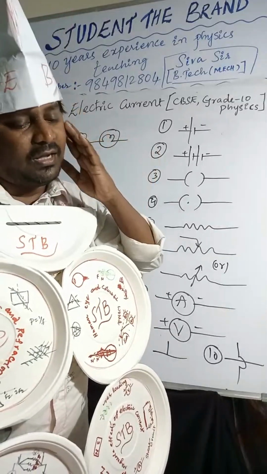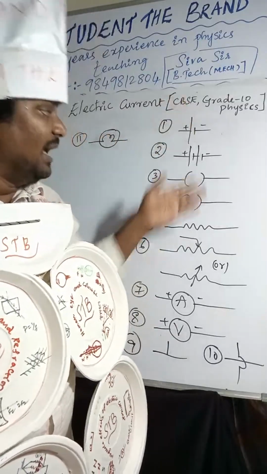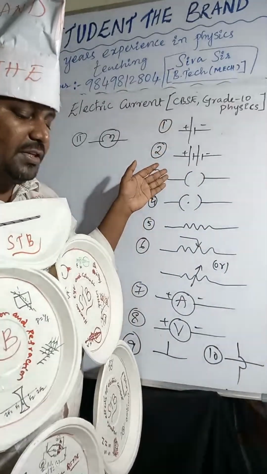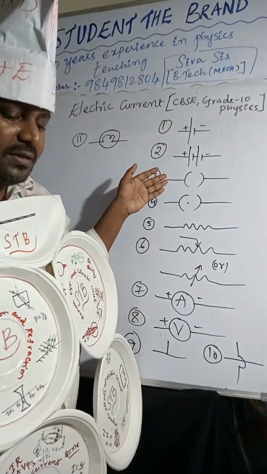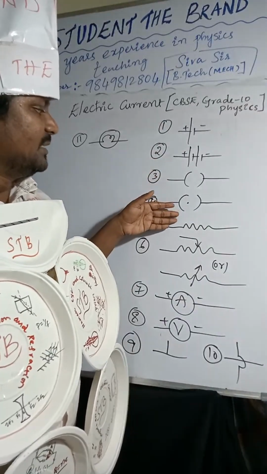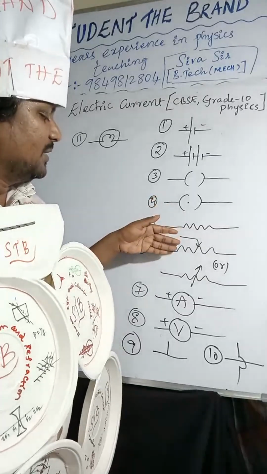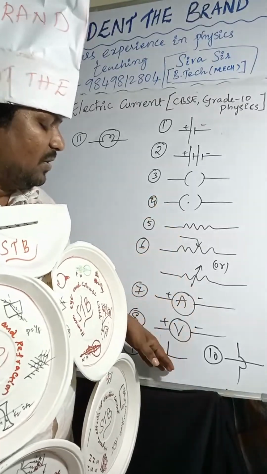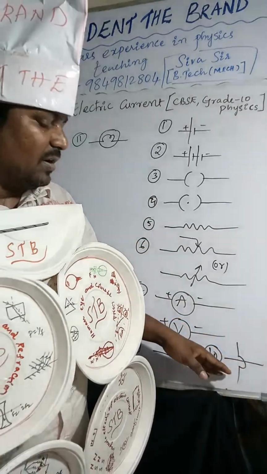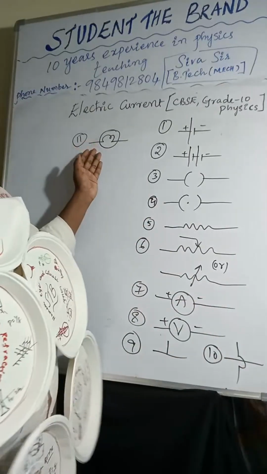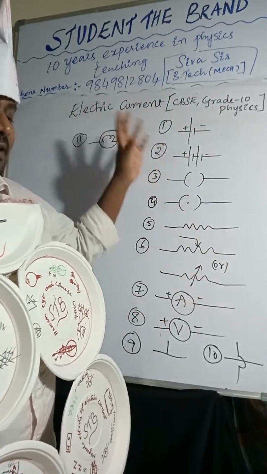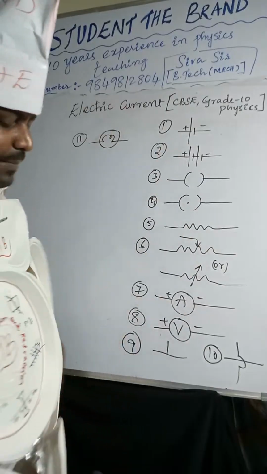So we discussed all these electrical appliances: cell, battery, switch, open switch, closed switch, resistor, rheostat, ammeter, voltmeter, wire joining and wire crossing, and the bulb. These are the electrical appliances.